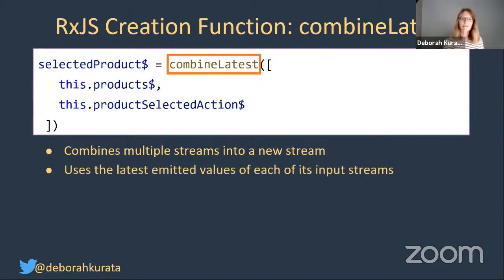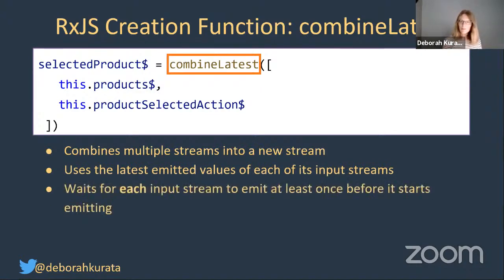What this does then is use the latest emitted values from each of its input streams. It waits for each input stream to emit at least once before it starts emitting. Now that might sound like just a bunch of words, but what that really means is that it will wait. So if you've ever been writing some code and suddenly realized, hey, I can't do this action until I know for sure I have that data, so I can't process the selected product until I have that product data, I somehow need RxJS to wait.